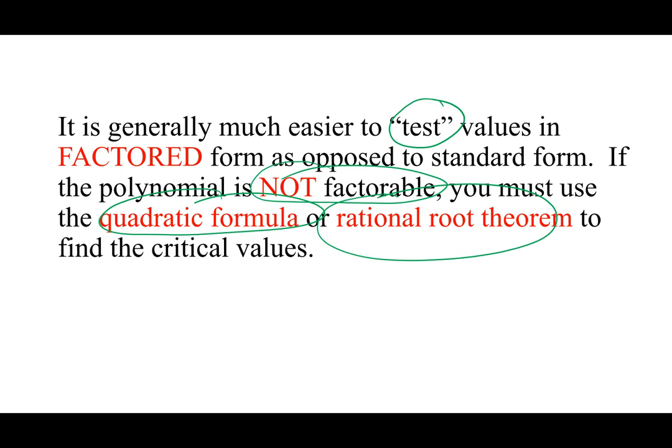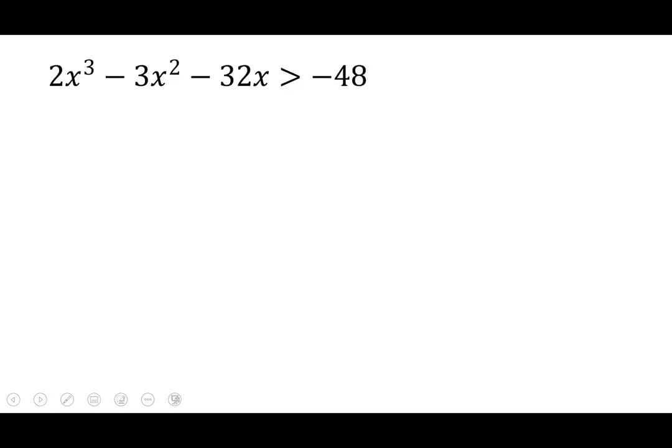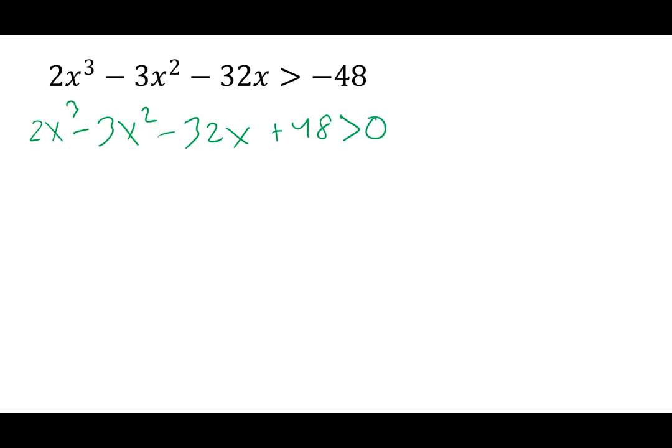It doesn't matter if your critical value is a decimal or a radical because you're choosing values in between and to the left and right of them. So it really doesn't matter what that critical value is. Let's go ahead and try the following. So the first thing you notice, hopefully, is the fact that greater than -48 doesn't mean anything. If you're trying to talk about positivity and negativity, that is only going to mean anything in the context of 0.